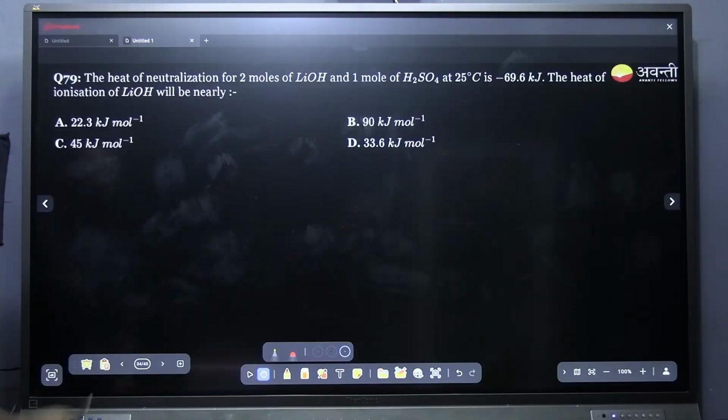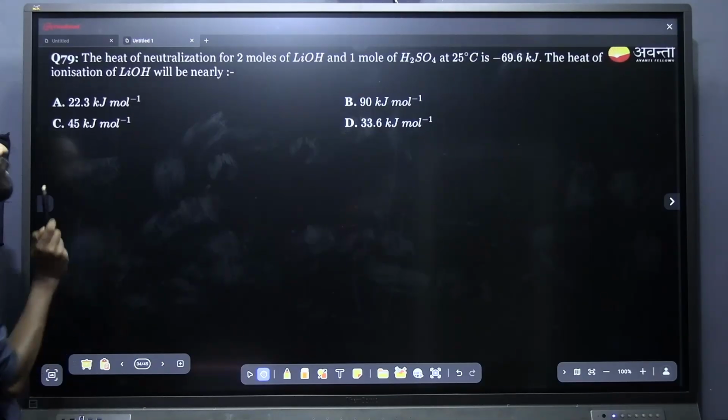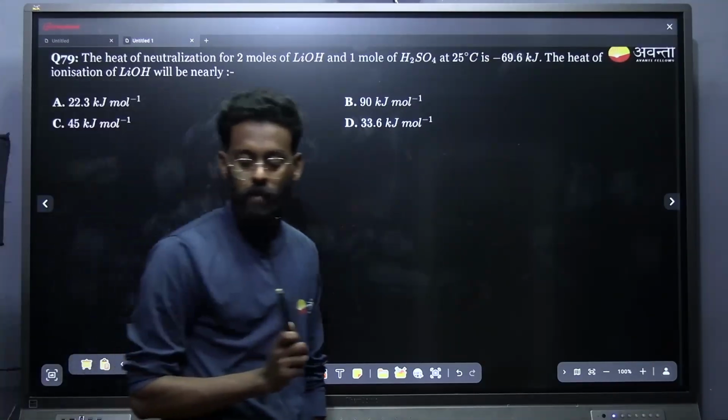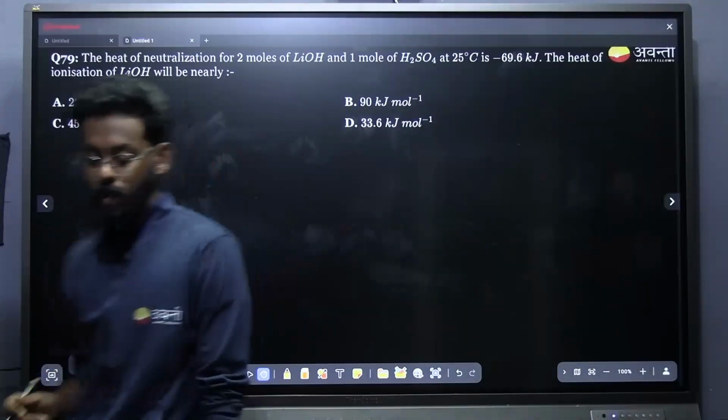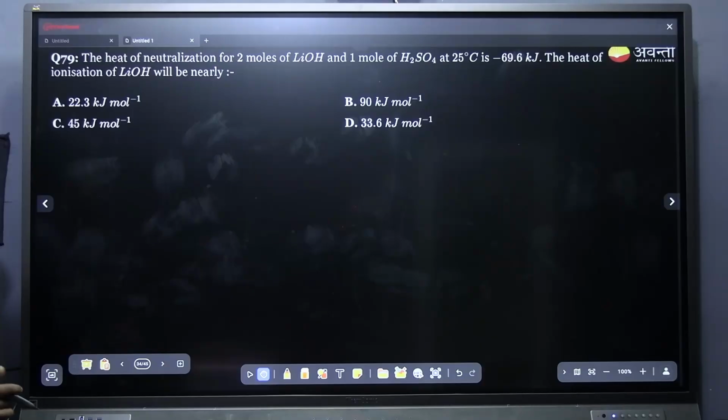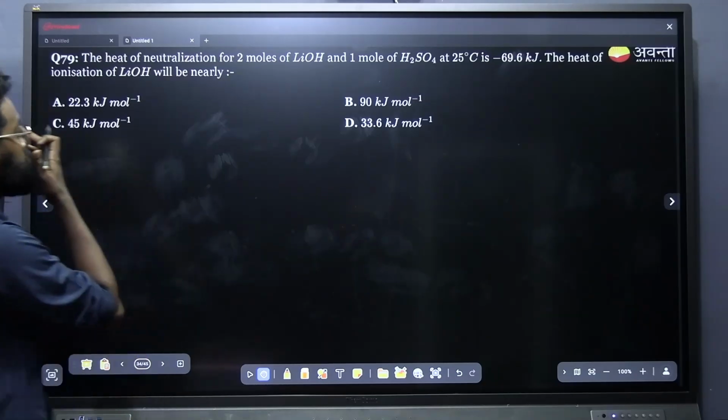Heat of neutralization. I think this is also one of the toughest questions. Have you solved it? Anybody got the answer for this question? This is from the ionic equilibrium chapter. Yeah, I will be solving it. This is also from the ionic equilibrium chapter.